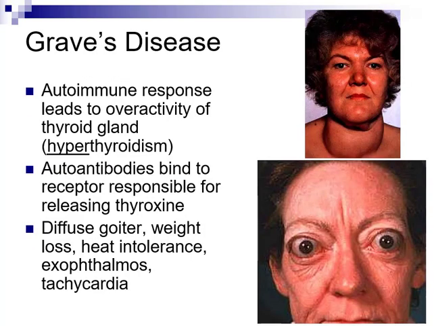Graves' disease is an autoimmune response that leads to an overactivity of the thyroid gland. So that is hyperthyroidism. These autoantibodies bind to the receptor that's responsible for releasing thyroxine, causing it to release more thyroxine. You will see the goiter in the neck, weight loss, heat intolerance, the exophthalmos, this bulging eye that we see right here, and additionally, a very fast heart rate known as tachycardia.